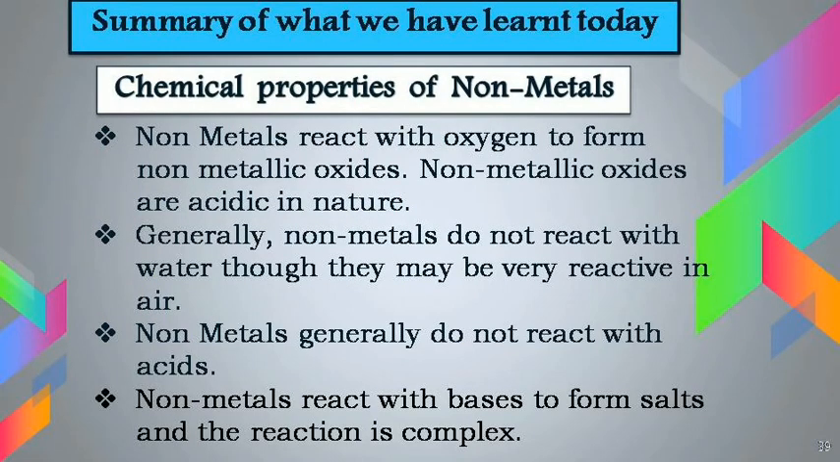Summary of what we have learned today. We studied about the chemical properties of non-metals. Non-metals react with oxygen to form non-metallic oxides. We saw that non-metallic oxides are acidic in nature with the help of litmus paper. The litmus paper, that is the blue litmus paper, turned red in color, indicating the acidic nature of non-metallic oxides.